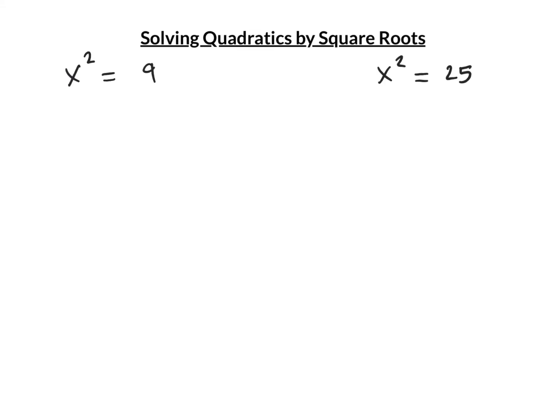Solving quadratics by square roots. It turns out that we can solve quadratics quickly if we have a square that we can get by itself.